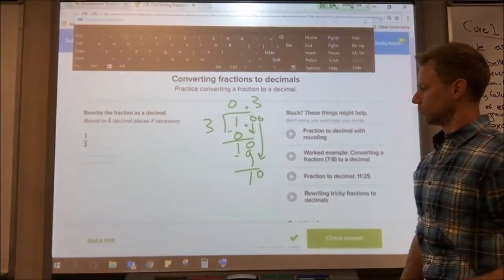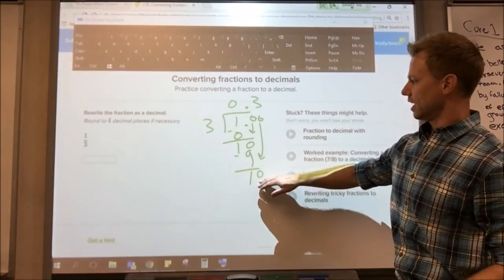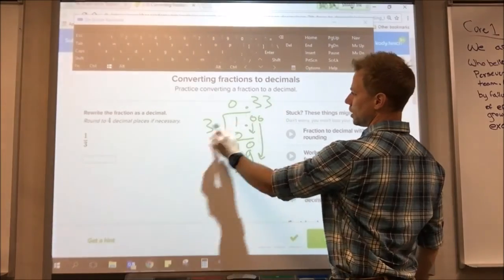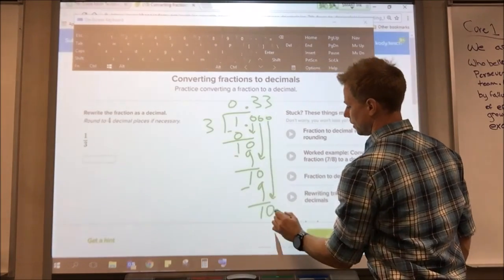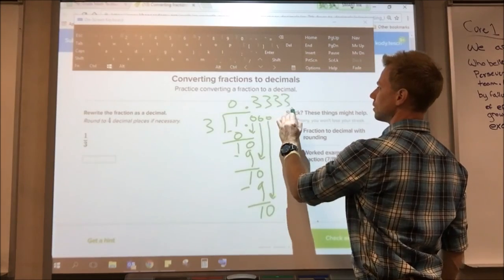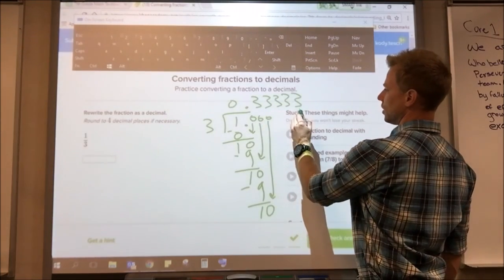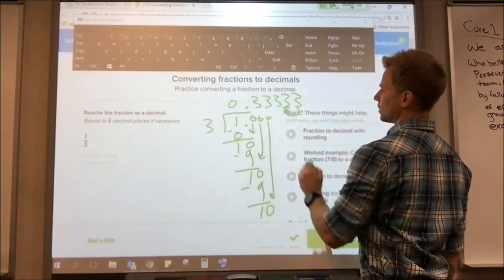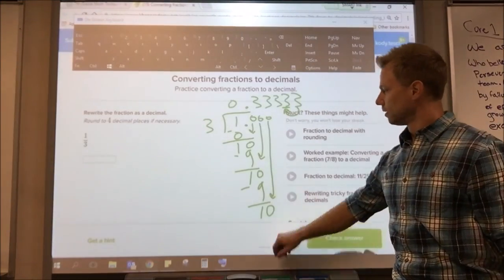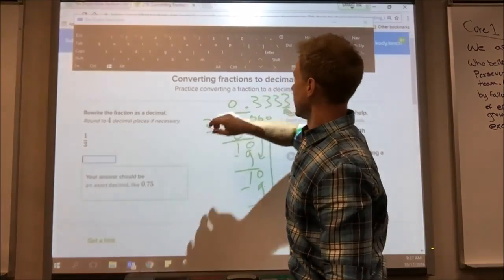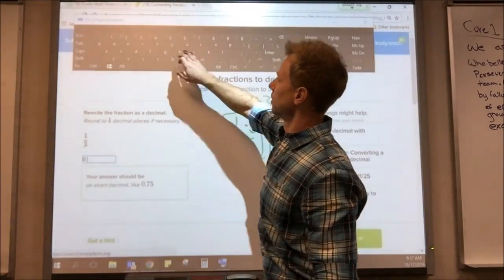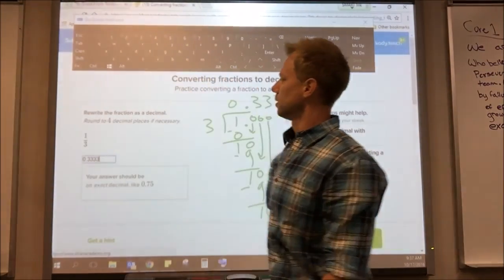And now maybe you can see what's going to start happening. We get 10 again, which makes 3. 3 times 3 is 9. We're going to keep getting repeating 3s. So if I look at the 5th 3, what does that do to the 4th 3? Since 3 is less than 5, it's going to round down. So our answer would just be 0.3333.